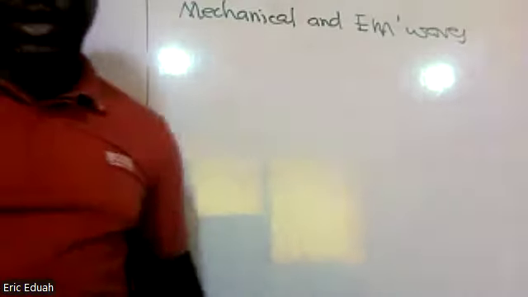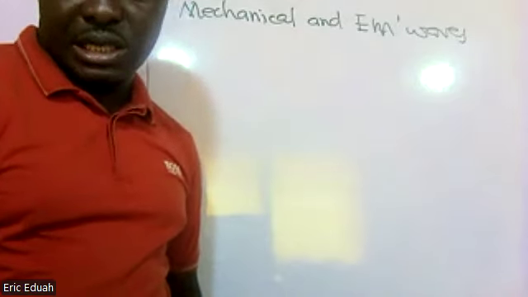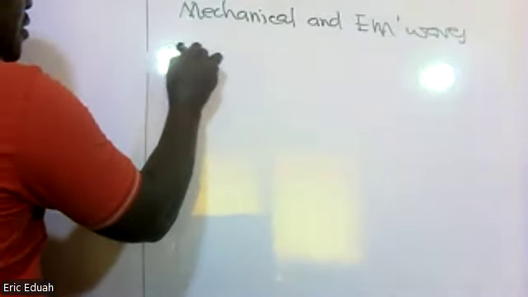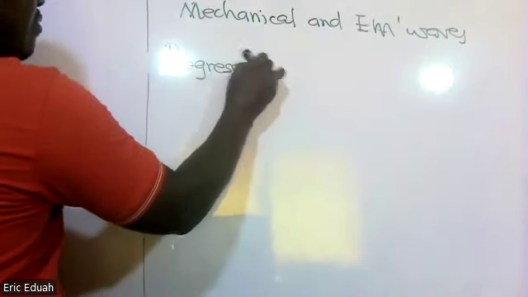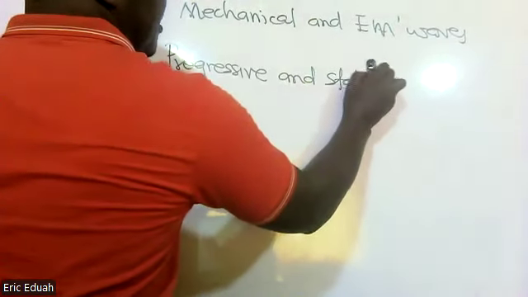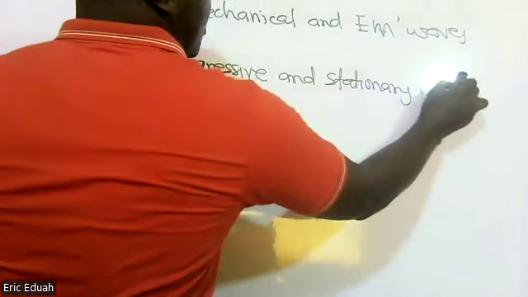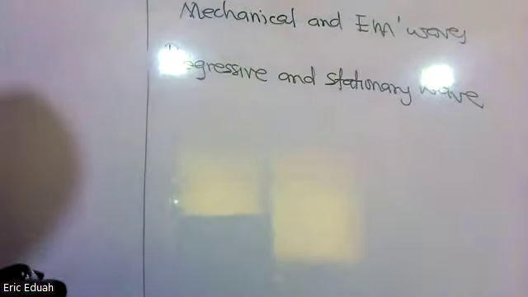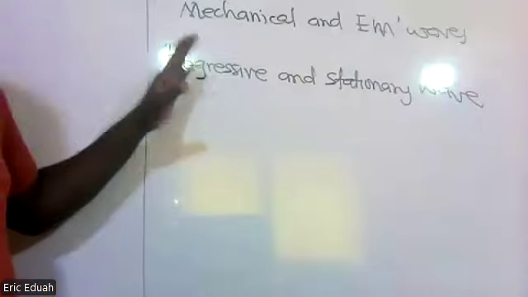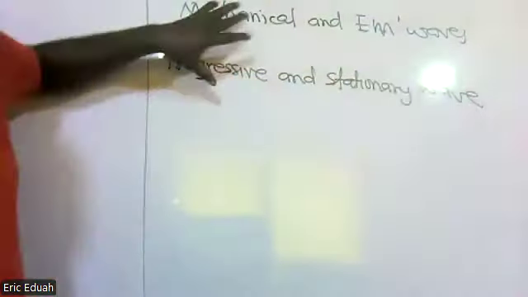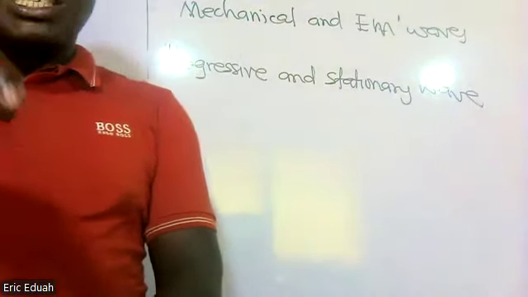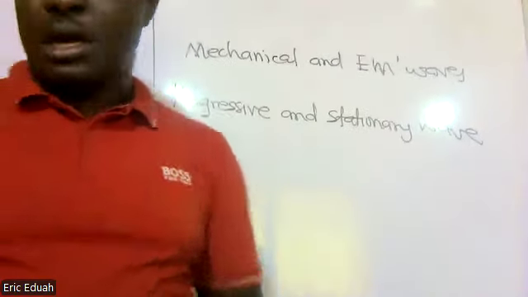Here too, we saw a lot of examples under these two classifications. There is another classification which is known as progressive wave and stationary wave. So progressive and stationary wave. We will look at each one of these two classifications. Today we are going to look at what a progressive wave is.